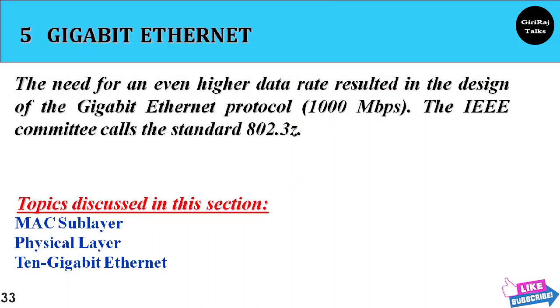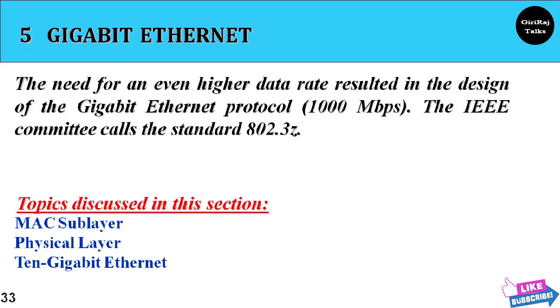Gigabit Ethernet. The need for an even higher data rate resulted in the design of the Gigabit Ethernet protocol, which has 1000 Mbps speed. The IEEE committee calls the standard 802.3z. The goals of the Gigabit Ethernet design can be summarized as follows.